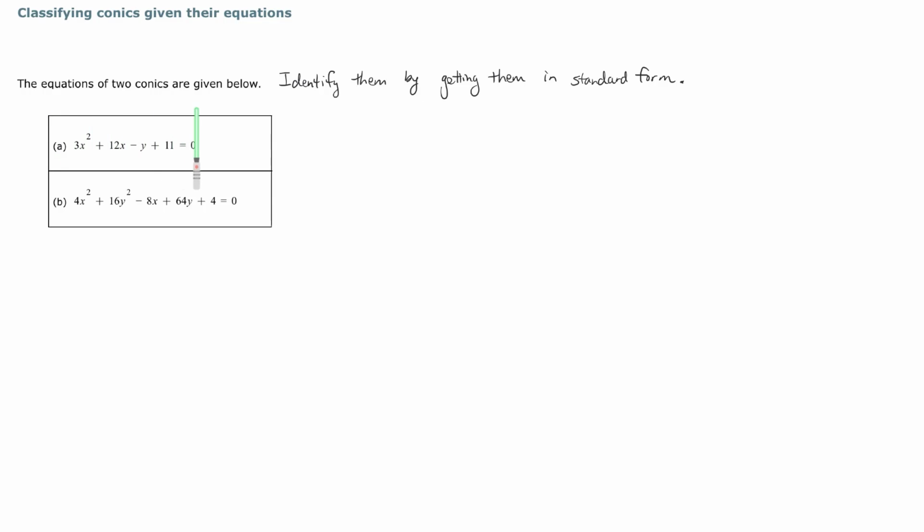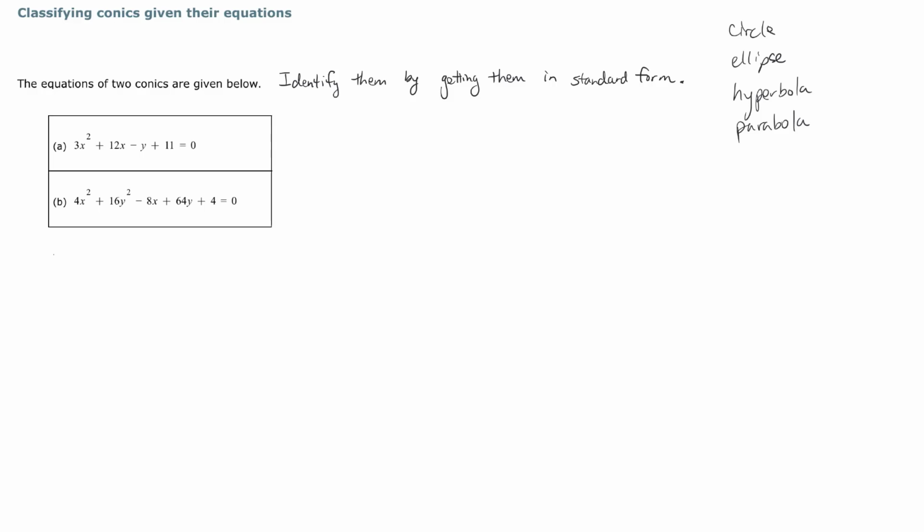The equations of 2 conics are given below. Identify them by getting them in standard form. So remember, there are 4 types of conics. 5 if you include the degenerate ones. But the 4 types of conics that you usually see are circles, ellipses, hyperbolas, and then a parabola. Make sure you know all the standard forms of each of these. The circle has 1 standard form, the ellipse has 2 standard forms, the hyperbola has 2 standard forms, and the parabola has 4 standard forms.